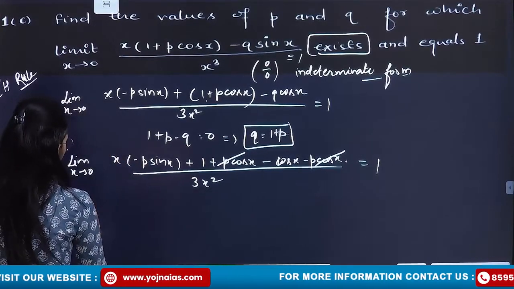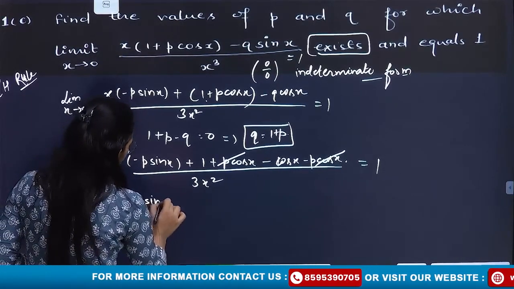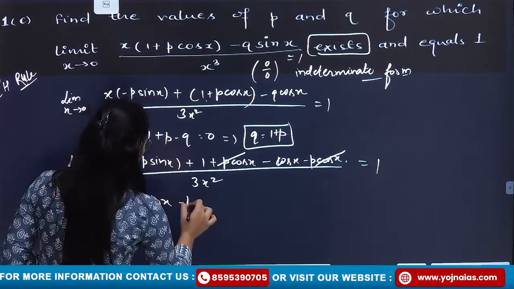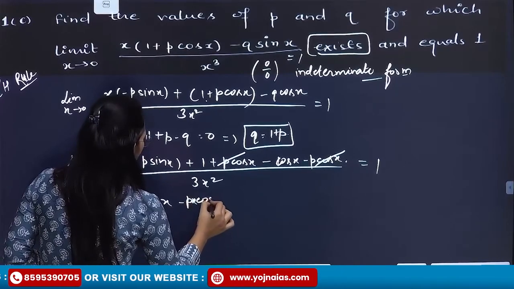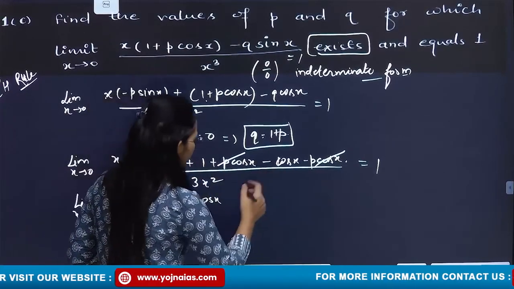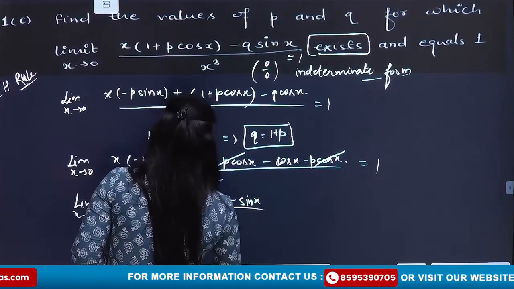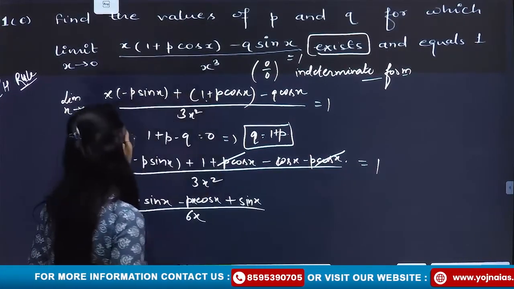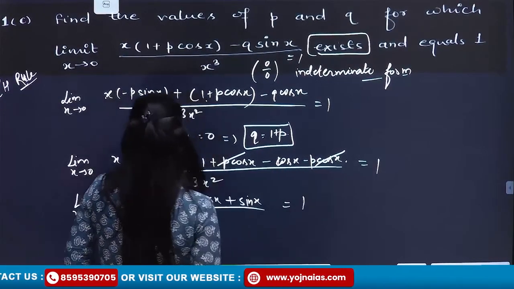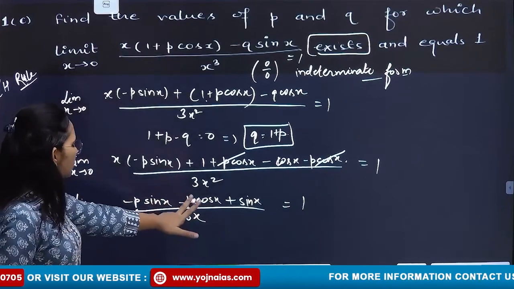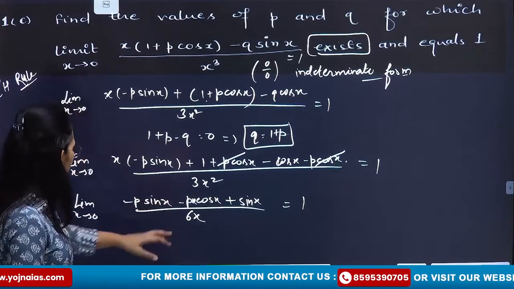Minus p sin x plus 1, minus p cos x, x would be x square, x plus this and minus minus plus sine x divided by... And if you put x equal to 0, then this term is again 0, because this is 0, then x would make the second term 0, and sine 0 is 0, divided by 0.